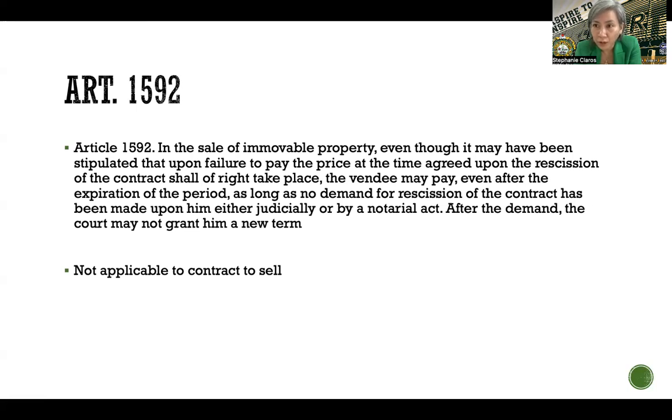So this article, guys, it is not applicable to contracts to sell, only to absolute sale of immovable property. So what's the remedy here that's available to the seller? So there can be judicial rescission and there can be rescission by notarial act. So meaning the seller can execute a deed of rescission, okay, and then give notice to the other party that the contract is being rescinded.